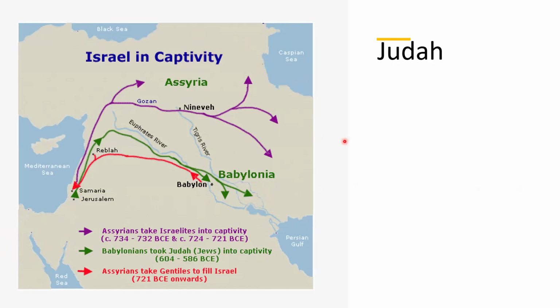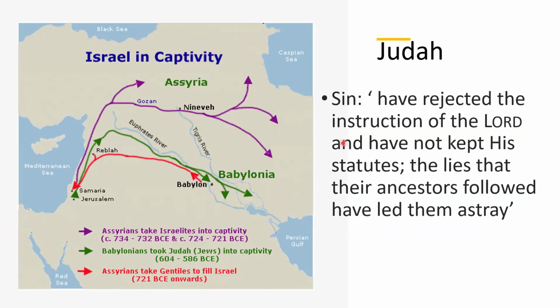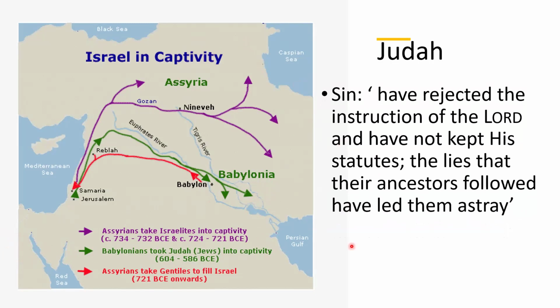All right, so what were the sins of Judah? Now, this is interesting. Their sins are more spiritual, not military or political. They have rejected the instruction of the Lord, basically saying they have rejected the Torah and have not kept his statutes. We know by the time of Josiah, people had even forgotten where the scrolls were.